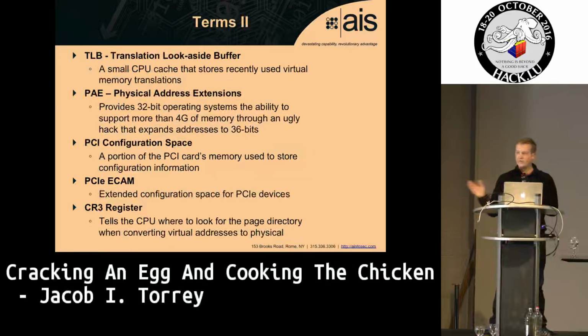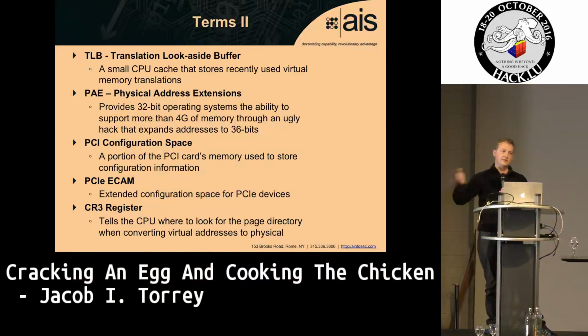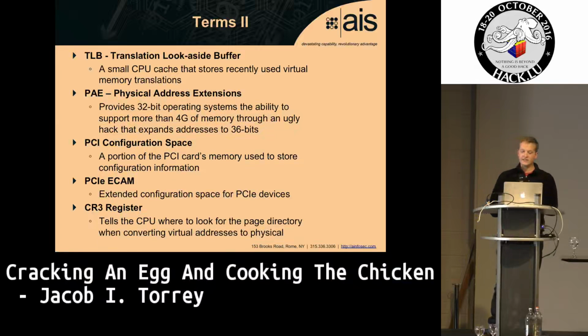More acronyms for those of you who have not had your fill. So TLB is the translation look-aside buffer. It's a cache that caches recently used virtual to physical address translations. We're going to skip over that one. So PCI configuration space is all the registers that configure all the devices on your platform. So if you have a graphics card, there are registers in there that you can use to configure that, and that's how your driver tells it how to use certain features of that graphics card. The ECAM is the extended configuration space for newer PCI Express devices, and then the CR3 register is a register on the CPU that tells the CPU where to look to do virtual to physical address translations.